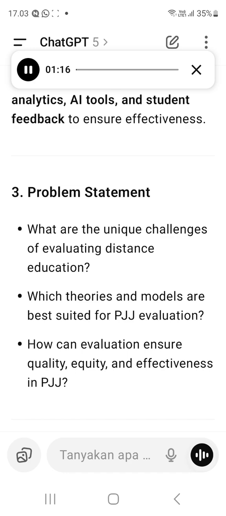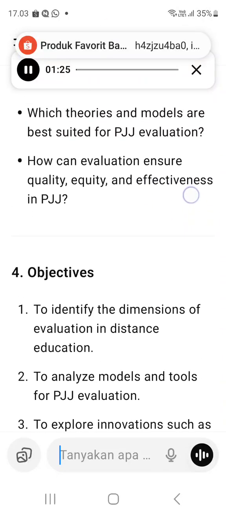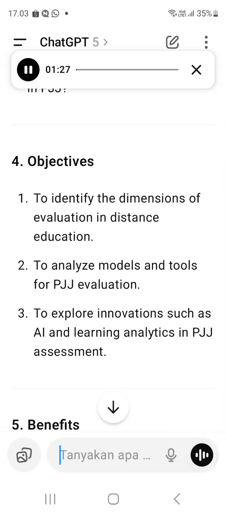4. Objectives. 1. To identify the dimensions of evaluation in distance education. 2. To analyze models and tools for PJJ evaluation. 3. To explore innovations such as AI and learning analytics in PJJ assessment.